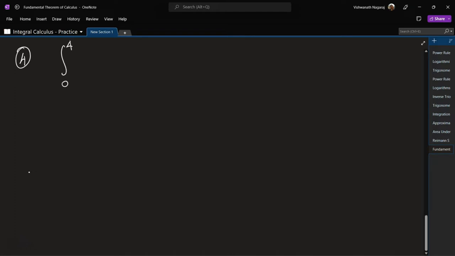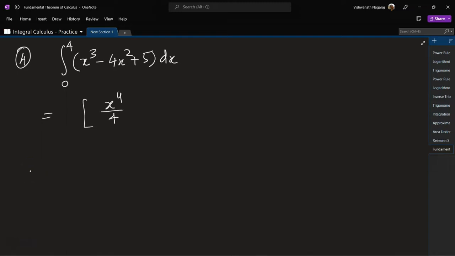Integral from 0 to 4 of x cube minus 4x square plus 5 dx. Okay, let's integrate: x to the power of 4 by 4 minus 4x cube by 3 plus 5x in the interval 0 to 4. So now let's do the substitutions.